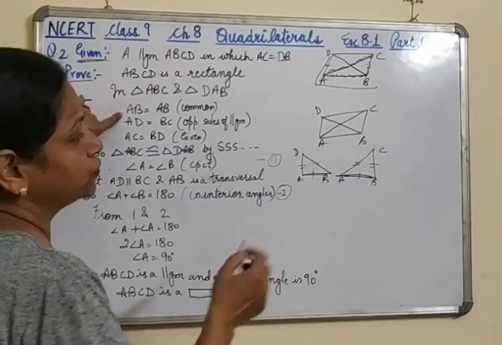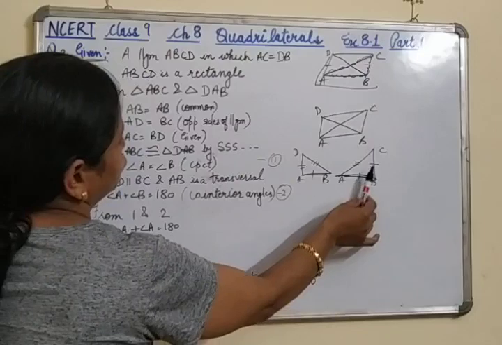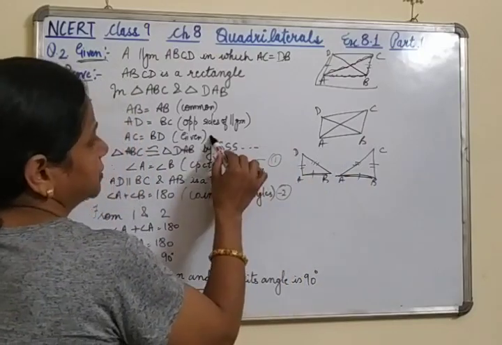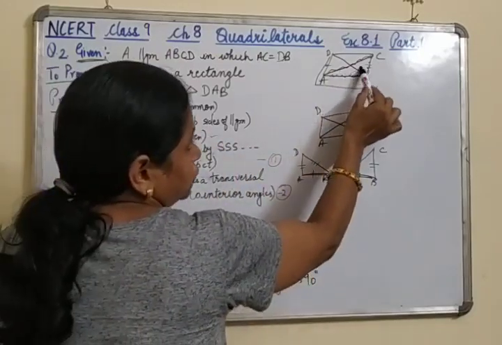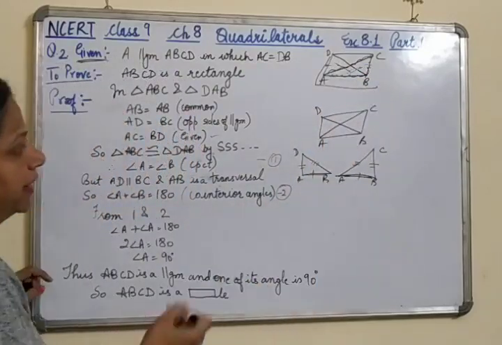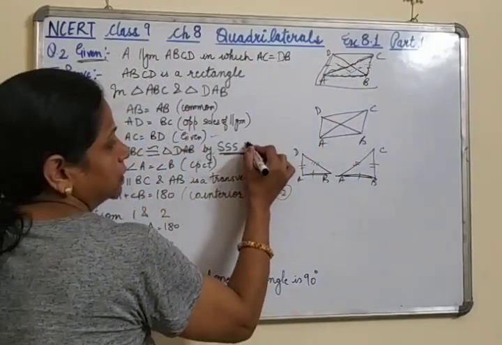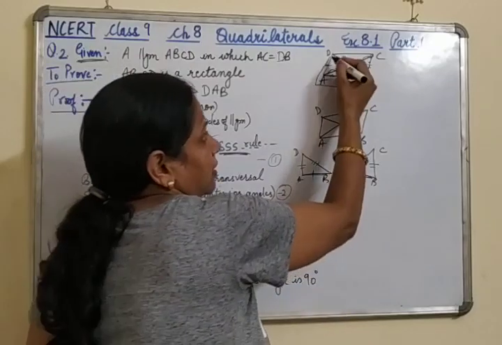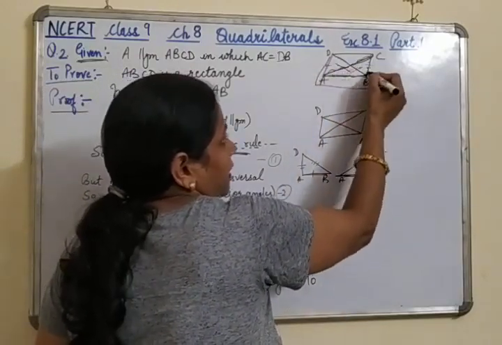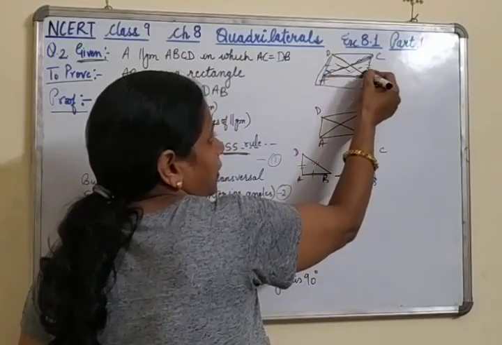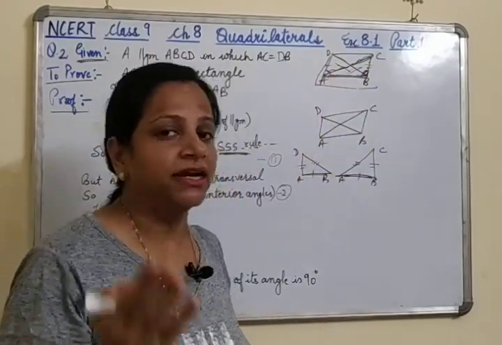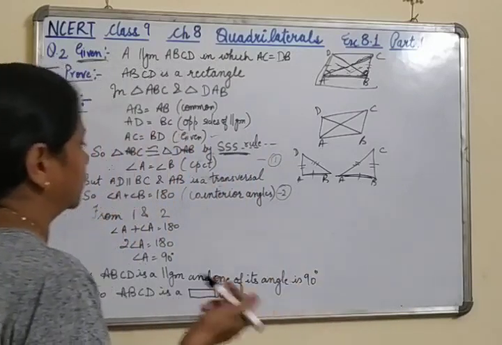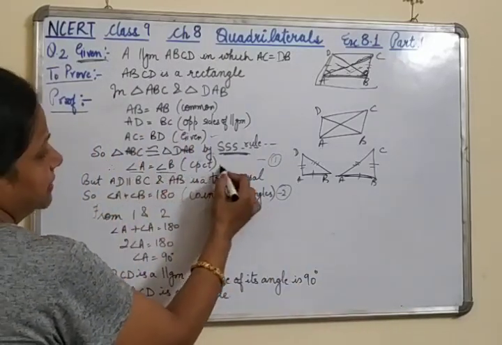See, AB is equal to AB, common. AD is equal to BC, opposite sides of a parallelogram. Then AC is equal to BD because it is given to us. That means this triangle and this triangle will be congruent by the SSS rule of congruency, right? Now when these two triangles are congruent, can we say this angle and this angle are equal by CPCT? Whenever two triangles are congruent, after proving them congruent, we can take any parts and put them as equal. So angle A is equal to angle B by CPCT.